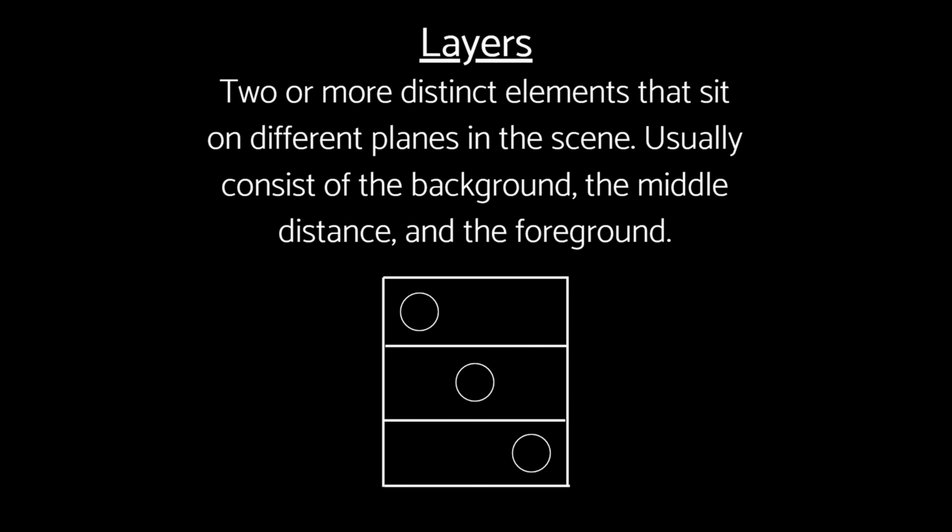The 26th compositional technique revolves around using layers. Adding layers to an image can help direct the viewer's eyes around the frame to create a more interesting looking image. Layers are simply 2 or more distinct elements that sit on different planes in the scene. The layers in an image usually consist of the background, the middle distance, and the foreground. For example, in a landscape photo, you may have a distant mountain range in the background, trees in the middle distance, and then rocks or other objects in the foreground.